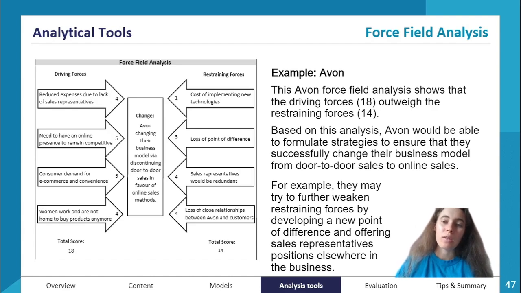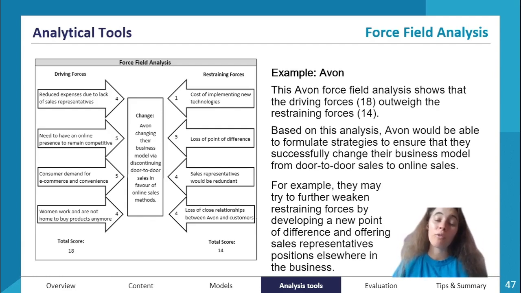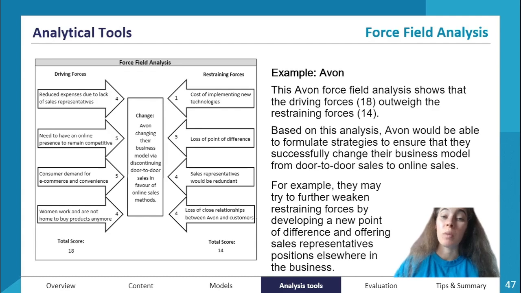So you can see here that we've assigned different numbers to represent the influence of each force. And be aware that this isn't something that's going to be a matter of right and wrong. So I've assigned these different ones different numbers, but you may choose something slightly different. So the cost of implementing new technologies, you may think that that's a bit more influential and give it a 2 or a 3. You may think that the sales representatives being redundant is less influential and only should be a 3 or a 2.